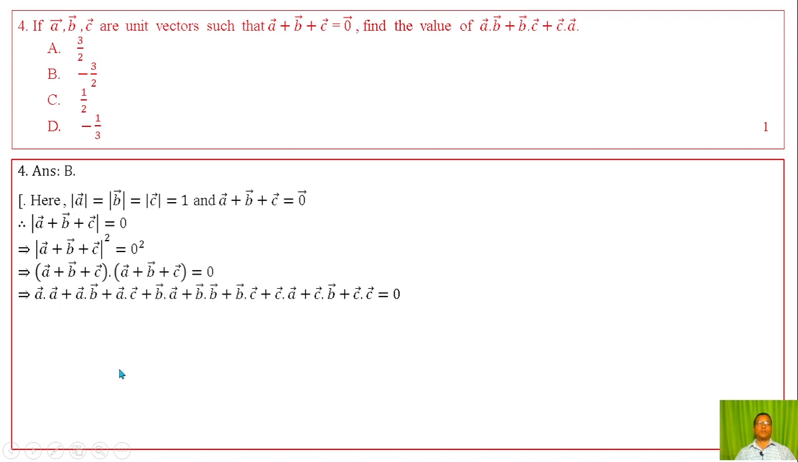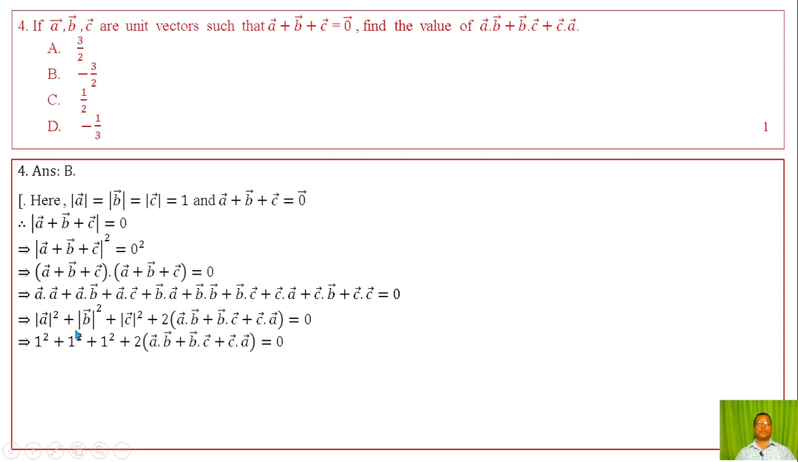Expanding, we have A dot A equal to modulus of A square, B dot B is modulus of B square, C dot C is modulus of C square. The others are A dot B and B dot A, and so on. We have twice of A dot B plus B dot C plus C dot A equal to 0. But magnitude of A is 1. Substituting their respective values and solving, we have A dot B plus B dot C plus C dot A equal to minus 3 by 2.